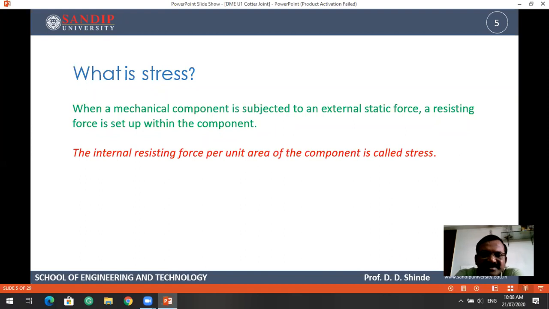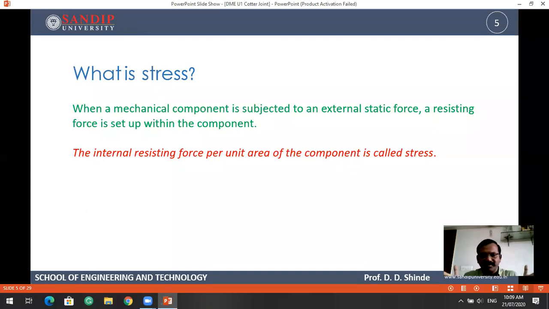So what is stress? It is the internal resistance. When we apply force, there is some reaction, some internal resistance offered by the component, and this resistance is called stress. If I am pulling the component from both sides, that is a tensile force. The component resists in the opposite direction, trying to pull itself inside. This type of stress is called tensile stress.